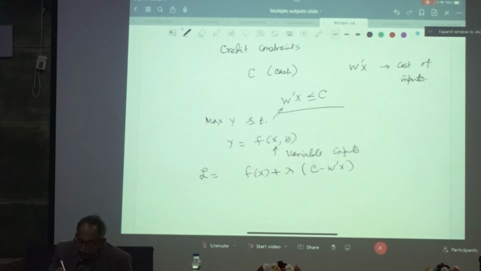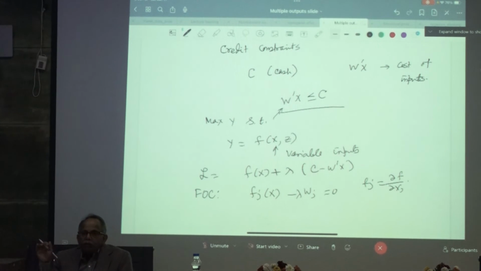So what are the first order conditions? Remember, first order condition is taking a derivative with respect to x's. Your choice variables are x's, right? So what you do is you take a derivative of this. So FOC, the first order condition, is fj(x) minus wj times lambda. So what is fj? That means del f, partial derivative of f with respect to xj.